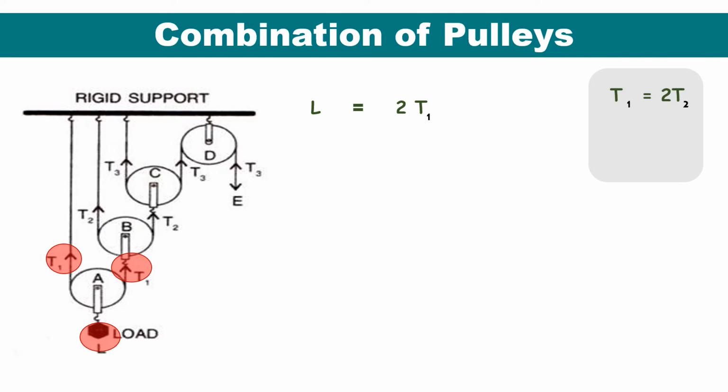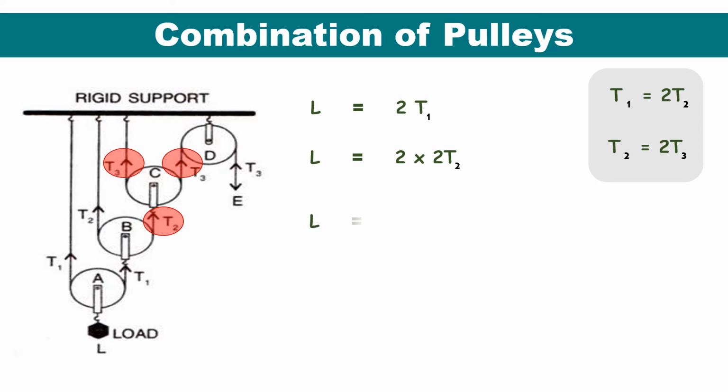Now T1 is supported by 2T2. So now we will replace T1 with 2T2. And T2 is supported by 2T3. So instead of T2, we can write 2T3. That means load is equal to 2 into 2 into 2 T3, or you can also write 2 to the power 3 into T3.